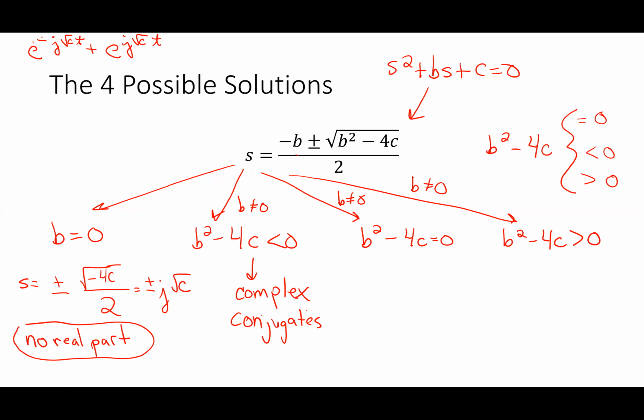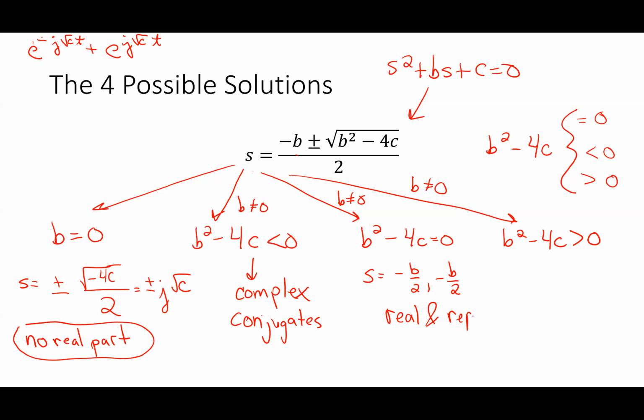What about b squared minus 4c equal to zero? What's that? Repeated roots. In this case, I'm going to get that my two roots are both negative b over 2. Right? So this is real and repeated.